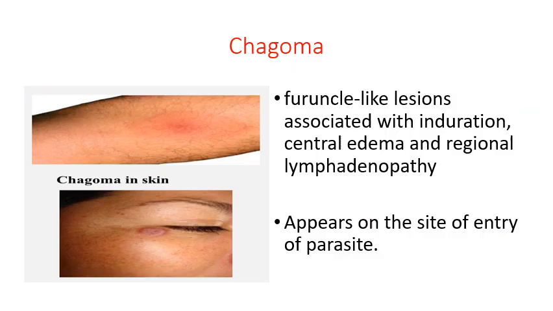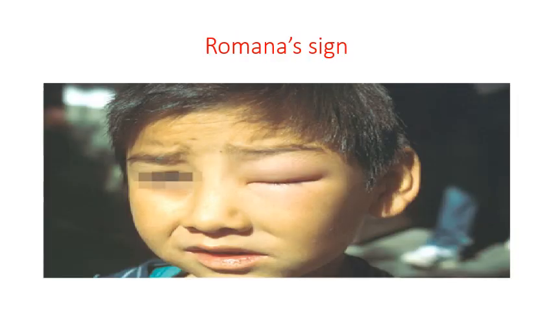The bite of triatomine bug will actually cause chagoma. It's a furuncle-like lesion associated with induration and central edema, and sometimes it can be accompanied by lymphadenopathy. And please take note that some of us will also develop allergic reaction to the bite of triatomine bug, and that's why we have here what we call the Romaña sign.